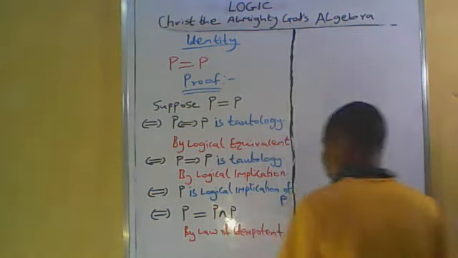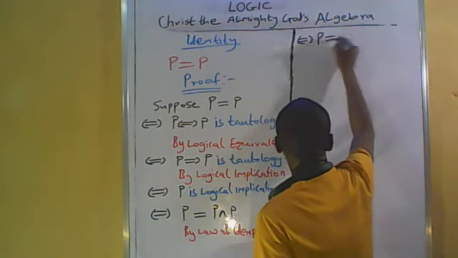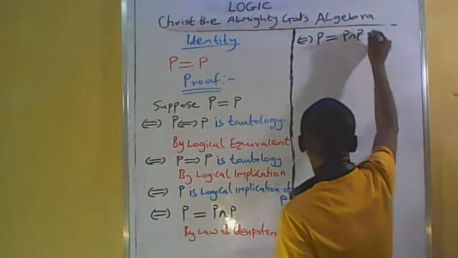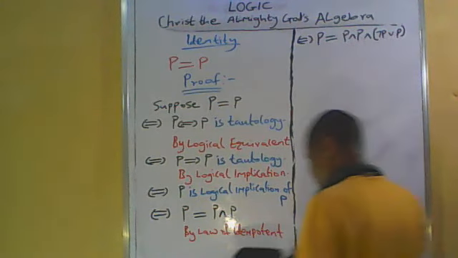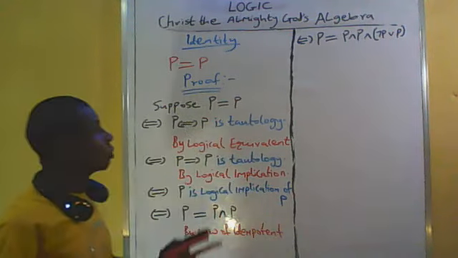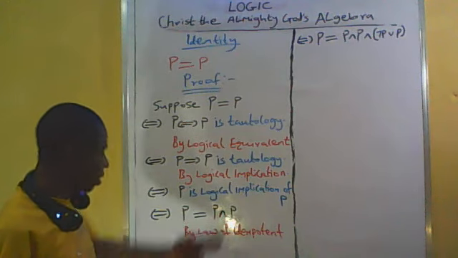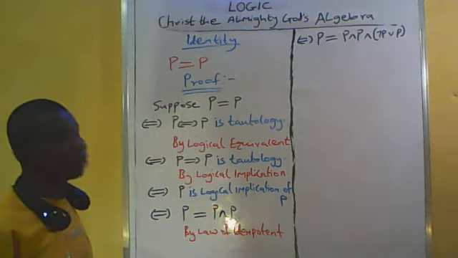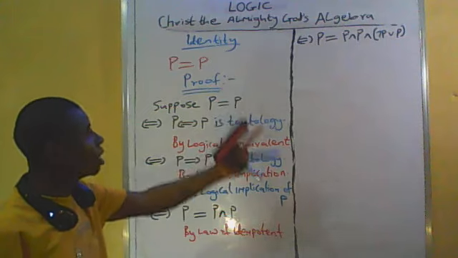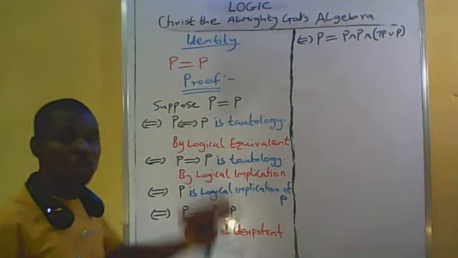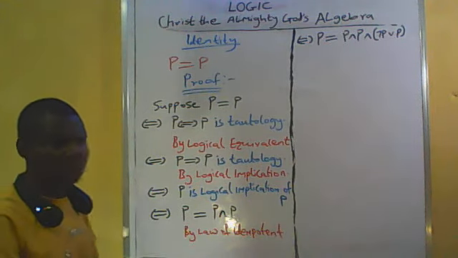You can go to this side. If and only if P is equal to P and P and bracket not P or P. We have this statement equivalent to P and P, and P and P is equal to P. So this P and P and bracket not P or P is equal to P. So it's still a logical equivalence, being justified by the law of identity.